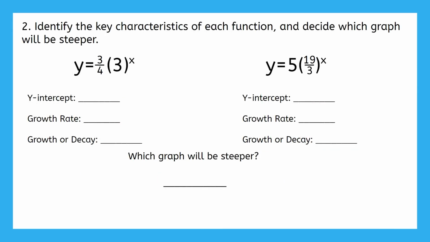Our second problem asks us to identify the key characteristics of each function and decide which graph will be steeper. It looks like we're looking for the y-intercept, the growth rate, and whether our function models exponential growth or exponential decay. To test our knowledge of growth rate, we can also determine which graph will be steeper. Keep in mind the form of an exponential equation, and pause the video to try these questions on your own.